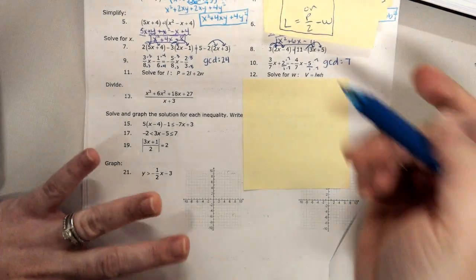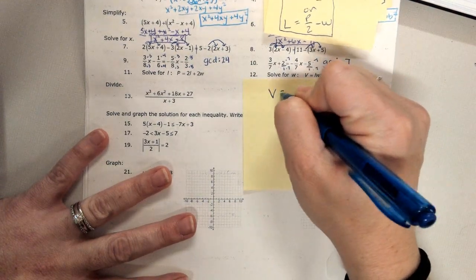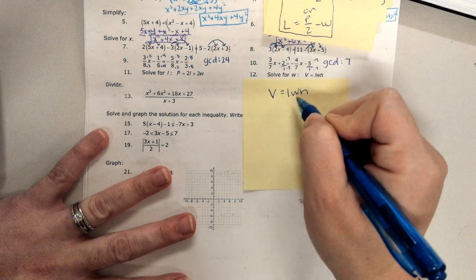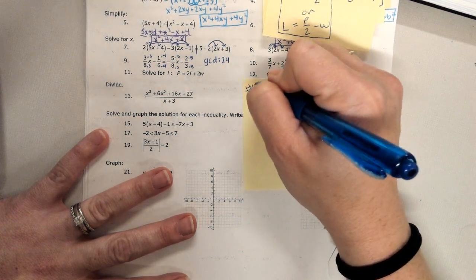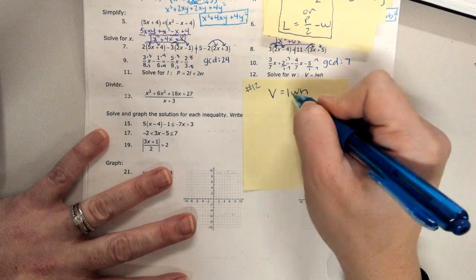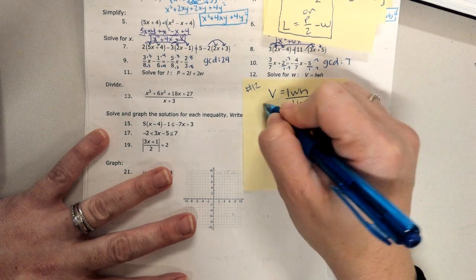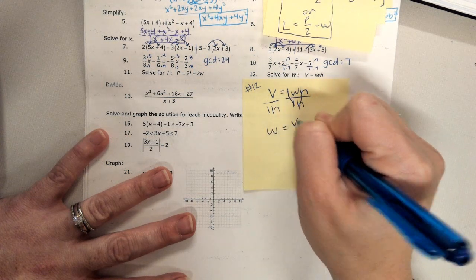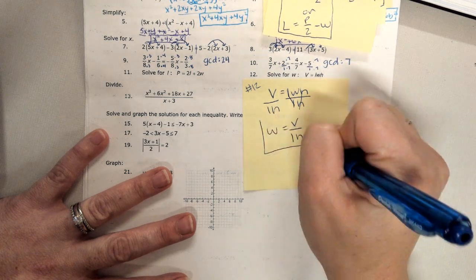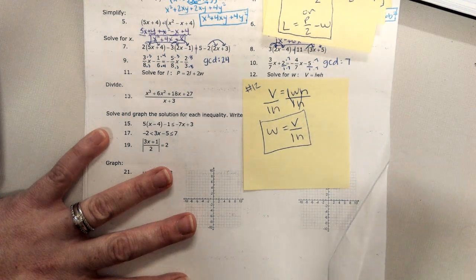Okay, number 12, solving for W, we have V equals LWH. Well, I want you to realize this is L times W times H when there's no symbol. So how would I get rid of multiplication? Well, division. So divide by LH, and I'm left with W equals V over LH. So don't overthink those. They're super simple. We like those.